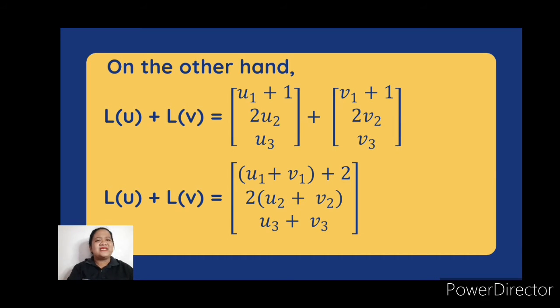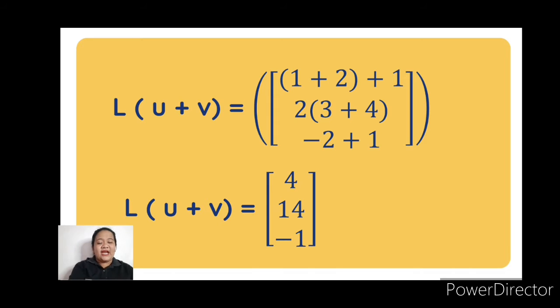In that case, the given example is not a linear transformation, because the two are not equal. Okay, if we let some values of u1, u2, u3 and v1, v2, v3, it is not equal. For example, we will let some values.